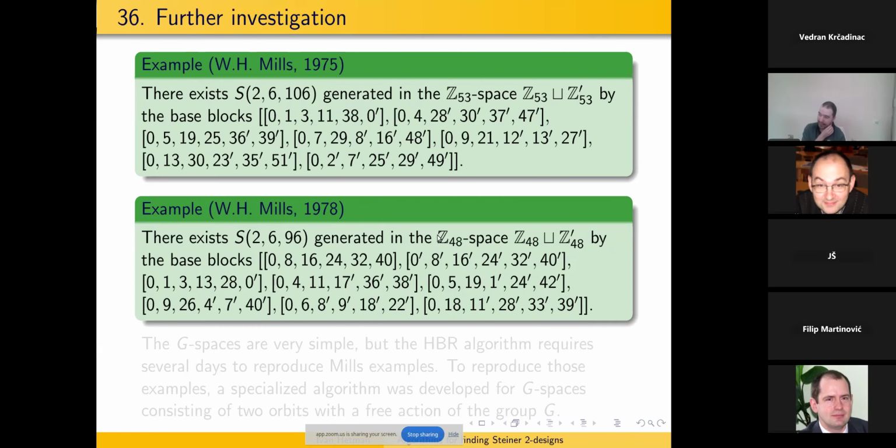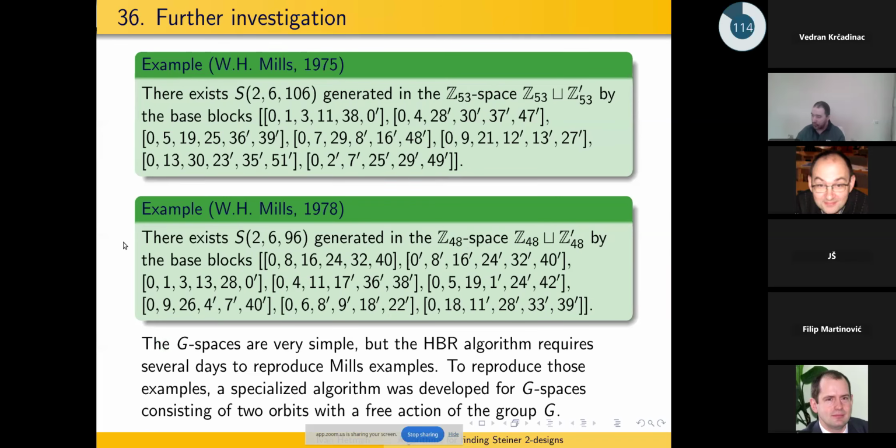And this group is again cyclic, but of cardinality 48. So the G spaces are actually very simple, as you can see. They do not even need the notion of G spaces, and can, I suppose, be explained using a group approach. But the HBR algorithm requires several days to reproduce these examples. So in this particular case the HBR algorithm is very ineffective, because it is very generic.